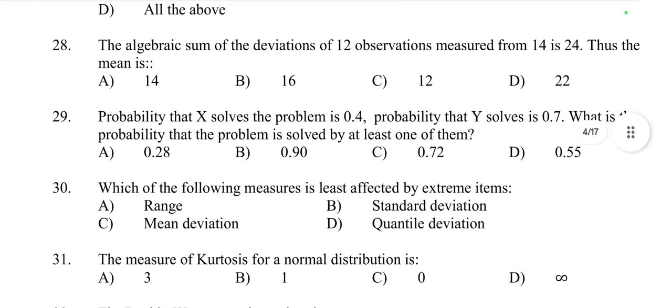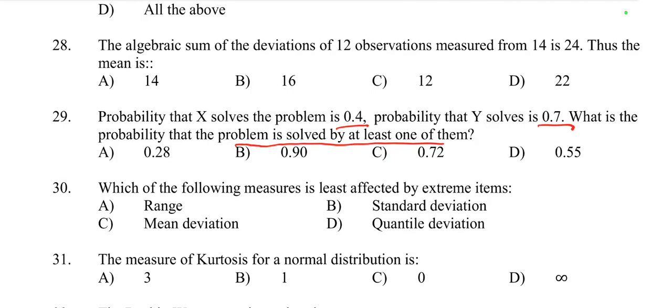Then question number 29: the probability that x solves the problem is 0.4, and the probability that y solves it is 0.7. What is the probability that the problem is solved by at least one of them? We have to find the probability of at least one of them solving it.